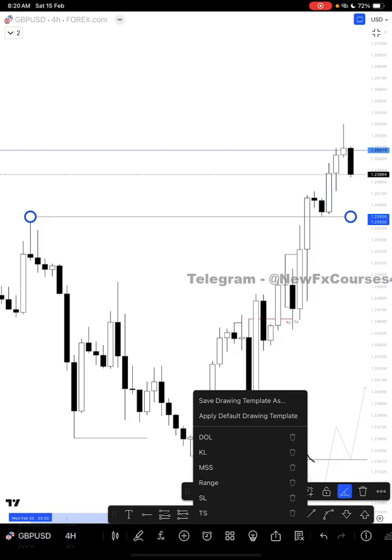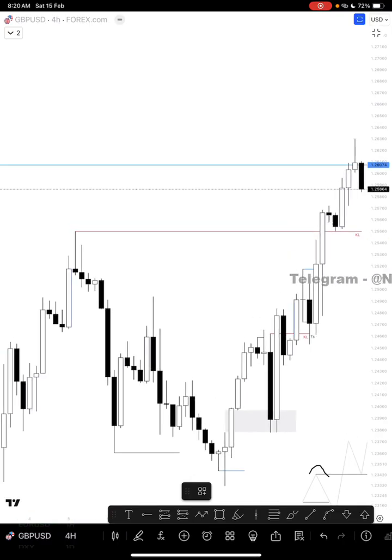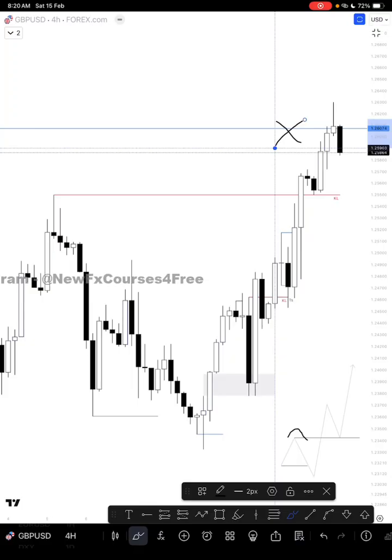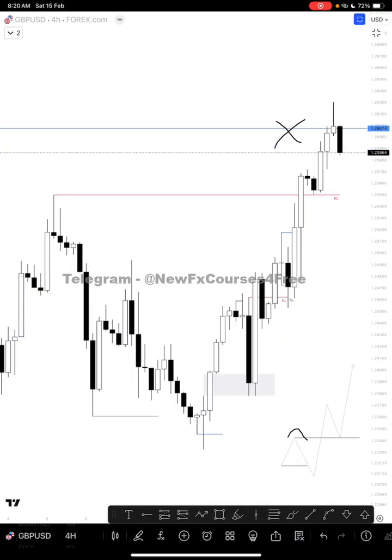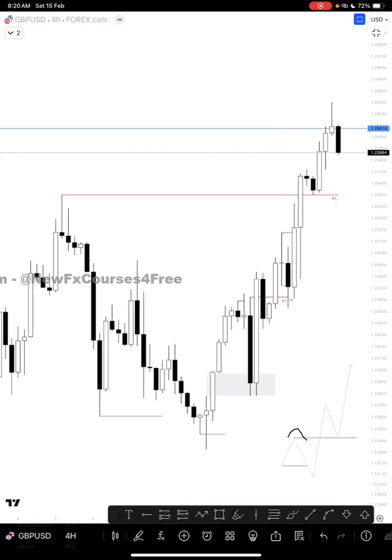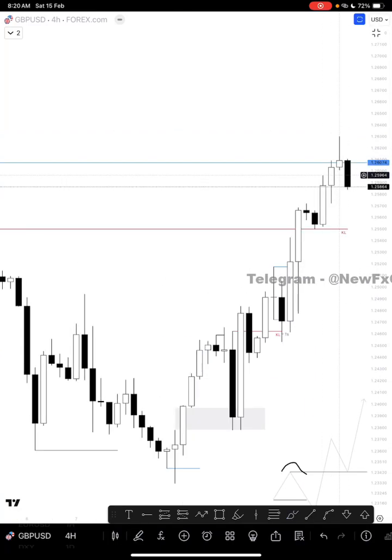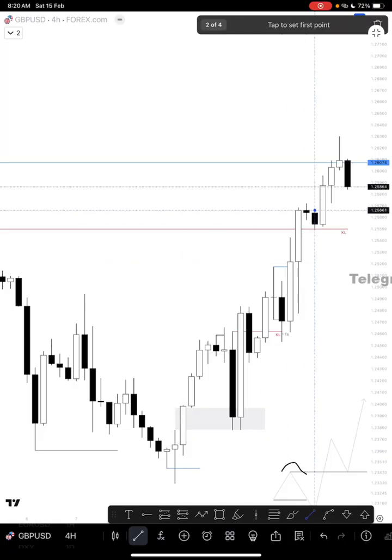Why did I use this as a key level? You can see our draw on liquidity is still actually higher. So I use this as my key level. If we have actually completed our draw on liquidity, then maybe I'll be looking for reversal signs. But our draw on liquidity was still higher.